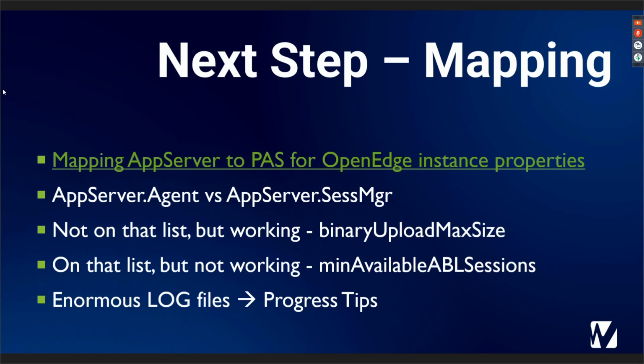And of course, there might be parameters that are not on the list, but actually working. And in this case it was binary upload maximum size. And also there can be parameters that are in that list and they are actually working, but you cannot add them. The solution that I got from Progress was just to add a plus right before the value that I defined when calling OA-prop, and it worked.